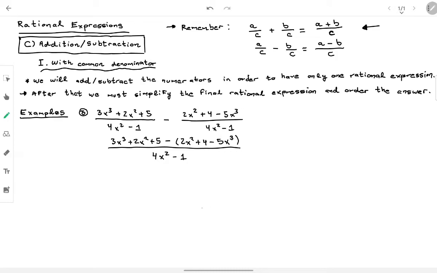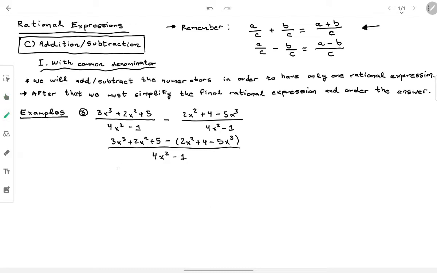I'm putting it because it's so important, because so many people forget to change the signs of the 4 and the minus 5. They only change the sign of the 2 to become a minus 2. So that's super important. If we have a minus, this minus will change the sign of this one, and this one. So that's why I'm putting this middle step that so many people skip.